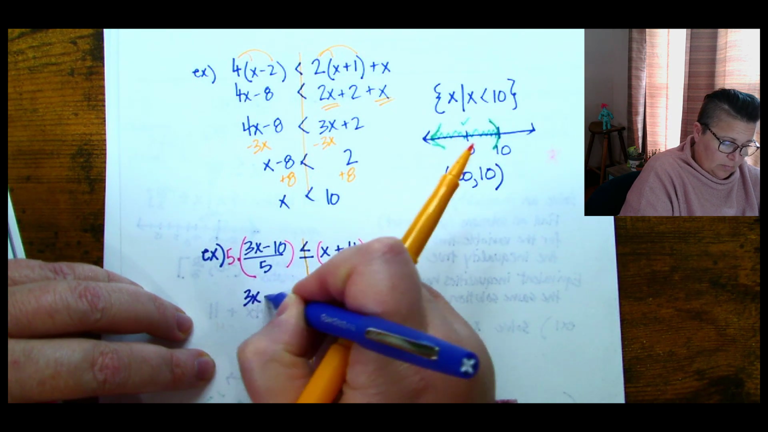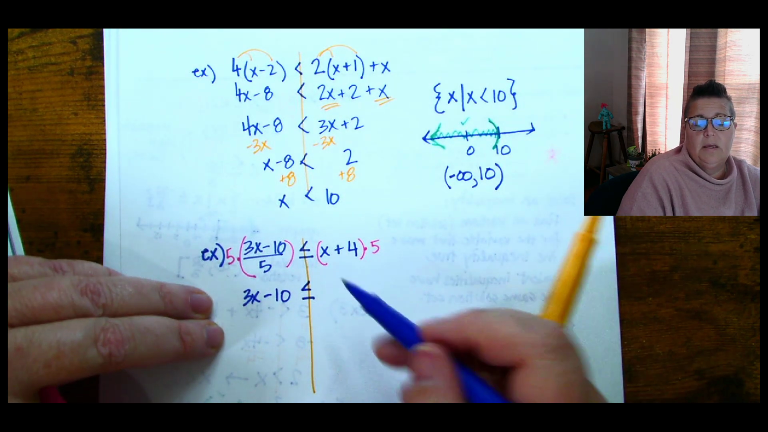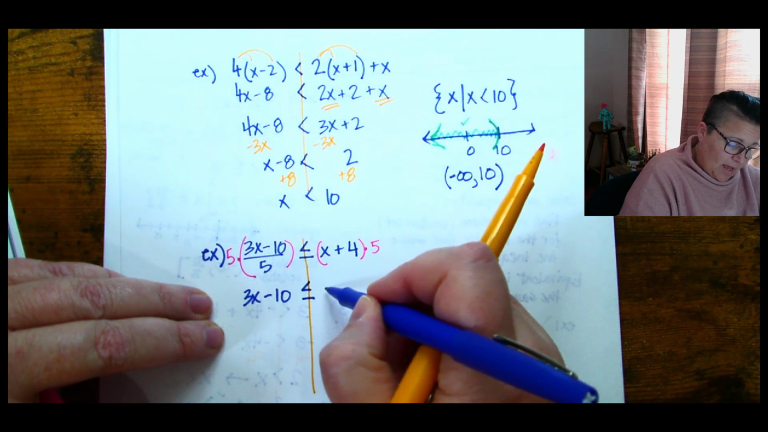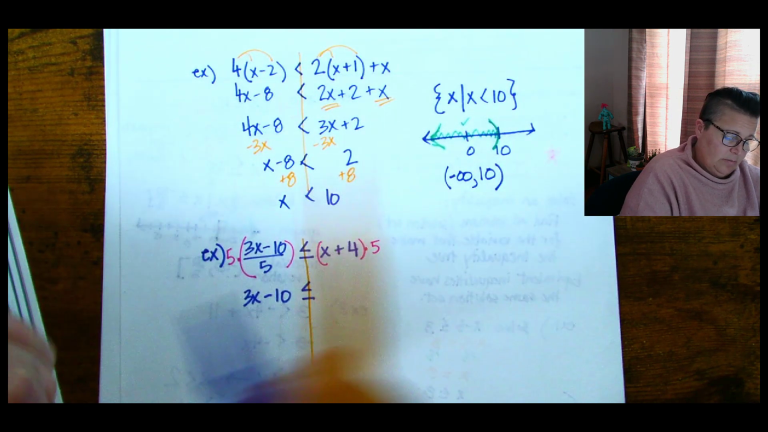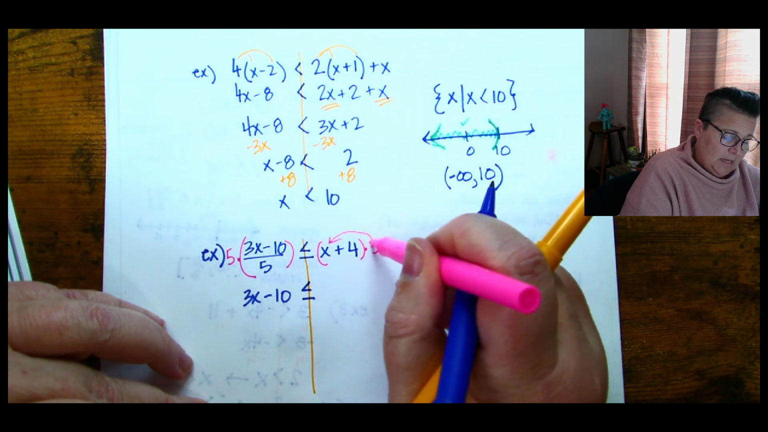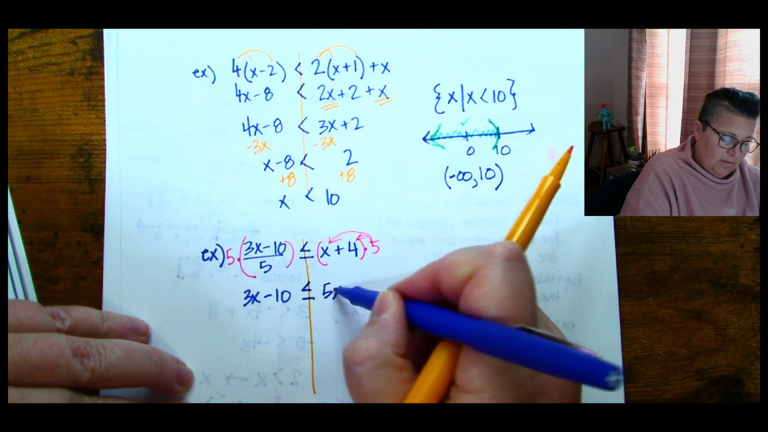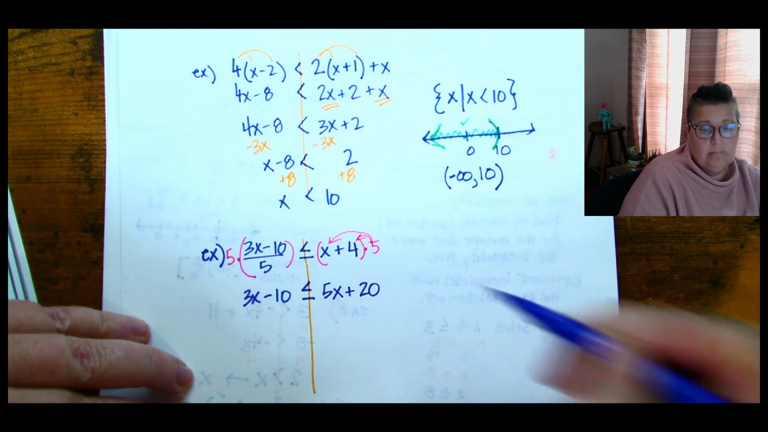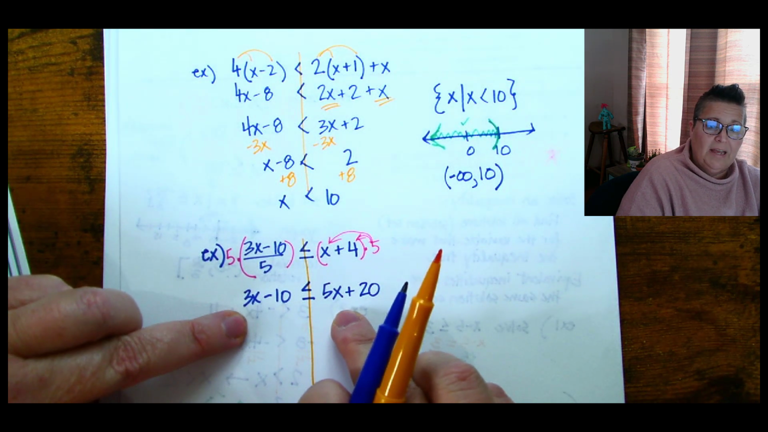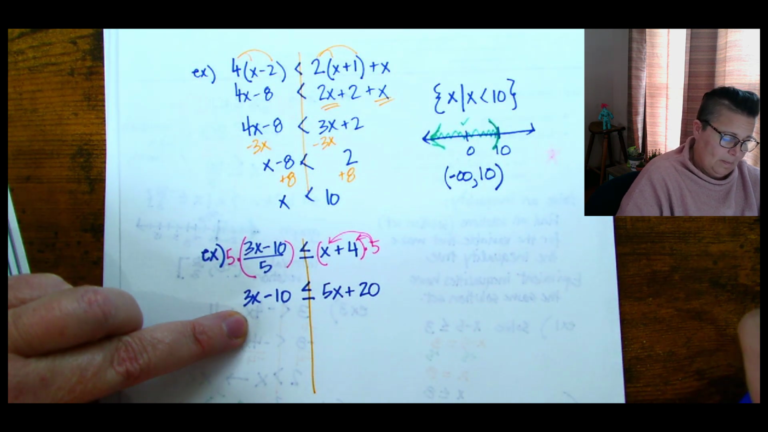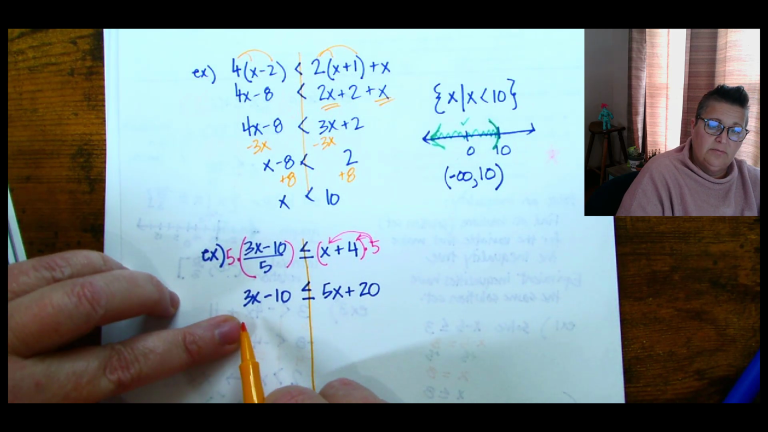and a 3x minus 10. On the right side, that 5 is not eliminated. It now needs to be distributed to both the x and to the 4. So that's going to leave us with 5x plus 20. We now have x's on both sides. We can subtract the 5x from both sides.